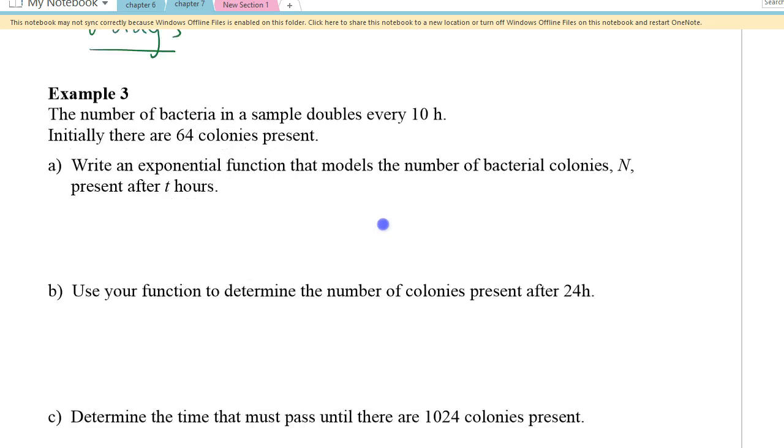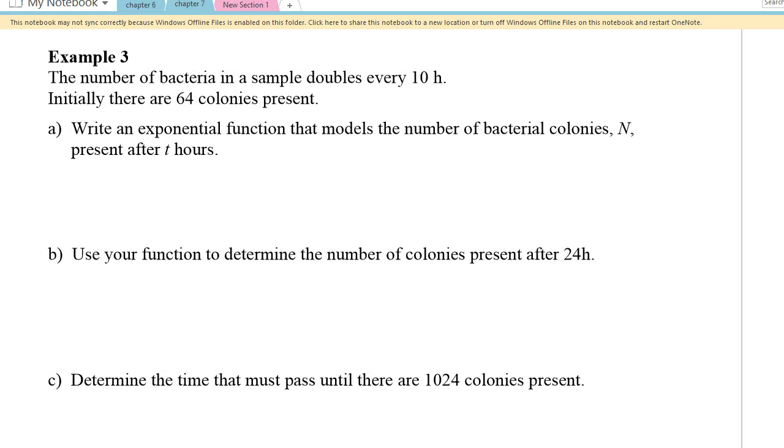Example number 3, the number of bacteria in a sample doubles every 10 hours. Initially there are 64 colonies present. Well, first of all, if something is doubling, that means that we know our C value is going to be equal to 2 because it's multiplying all the time. This 10 hours means that we're going to be multiplying our x values times 10, so B is going to be equal to 1 over 10. So that's where this doubles every 10 hours makes our b equal to 1 over 10.